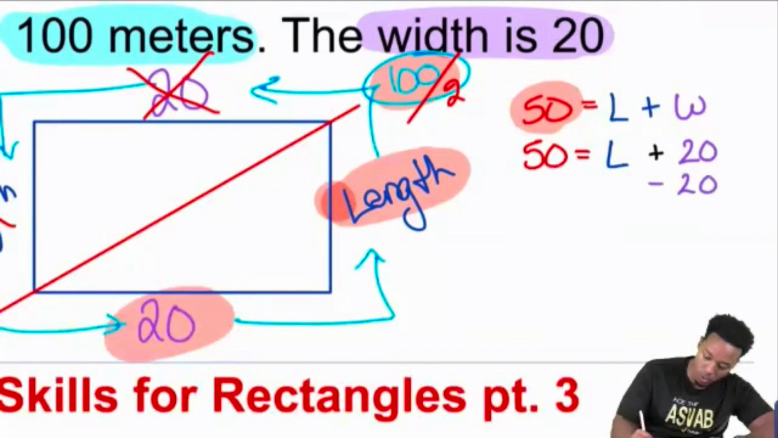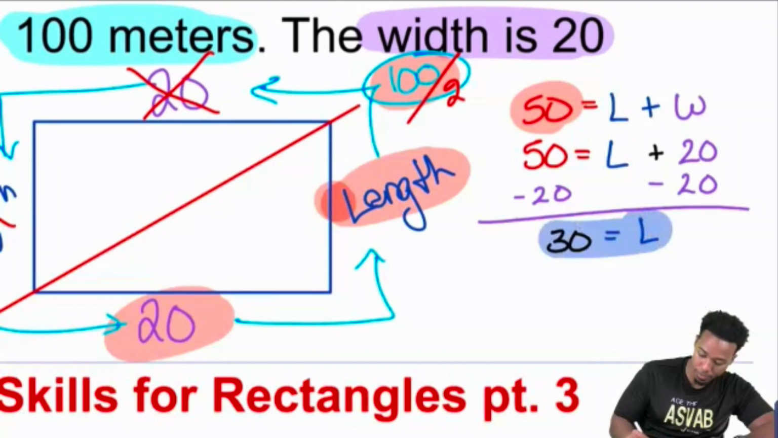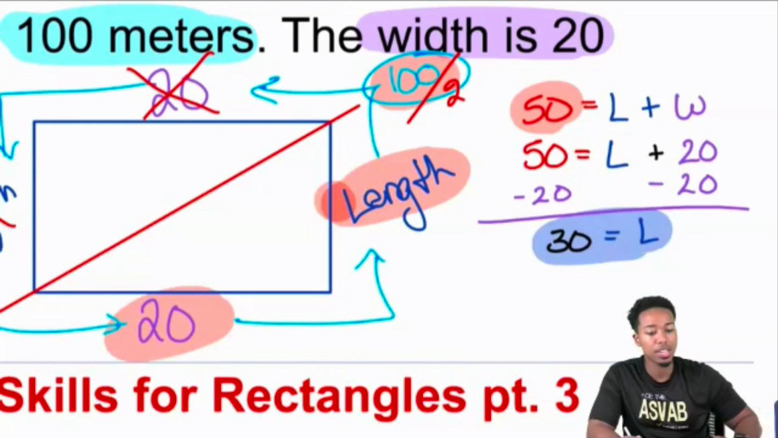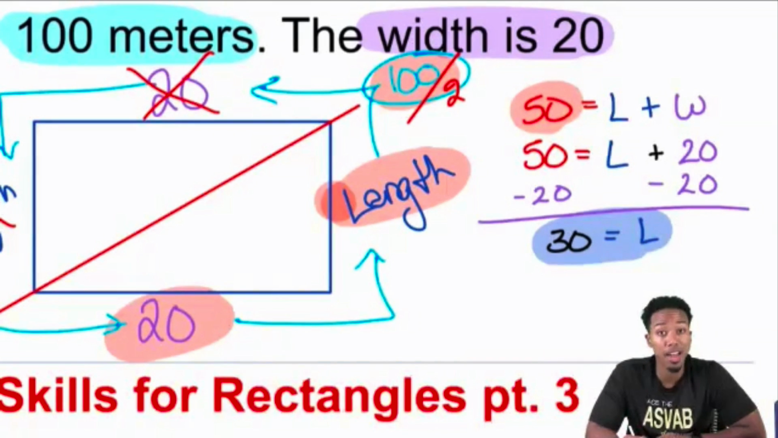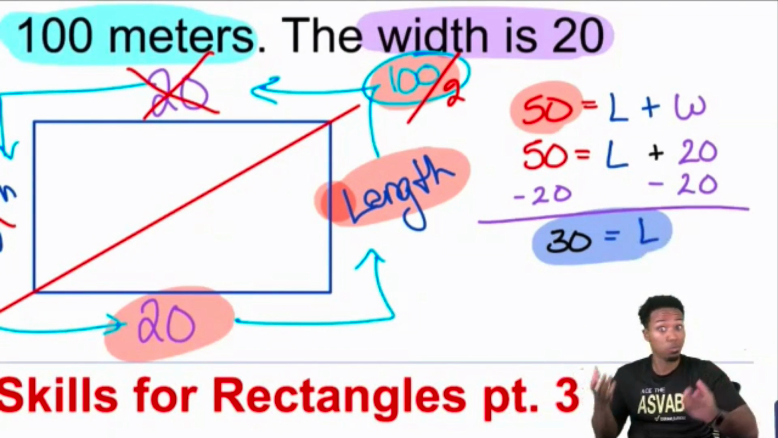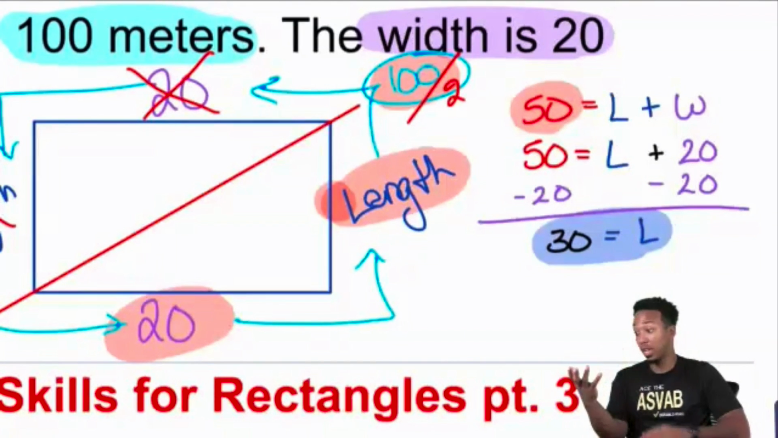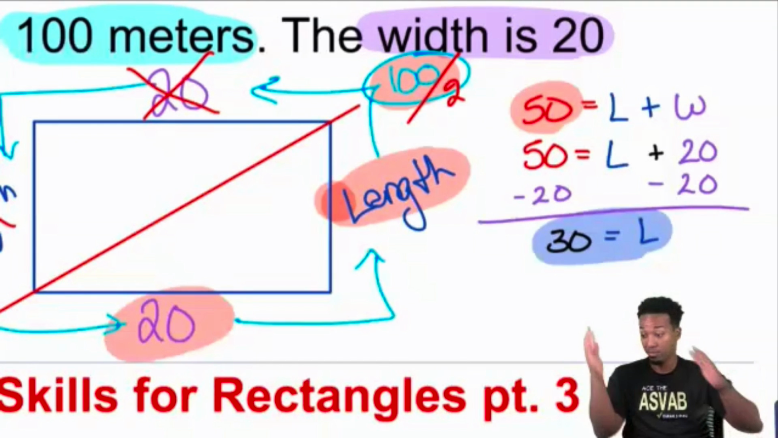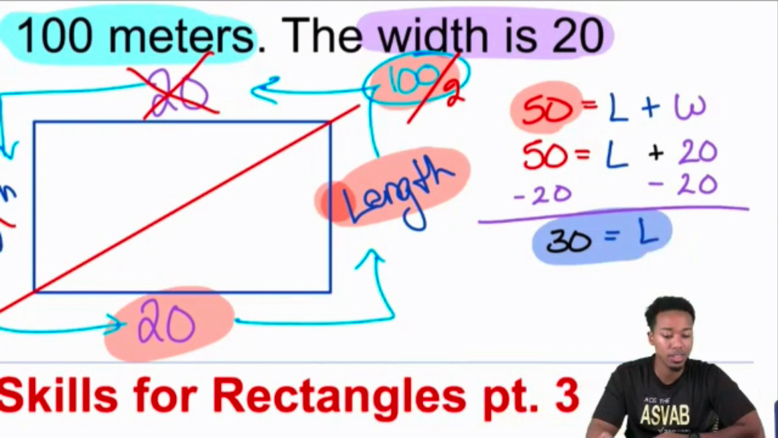Everybody, if we take away 20 from both sides, what do we get? Correct. 30. So does that make a little bit of sense to everybody? Again, when it comes to the perimeter of a rectangle, if you have the perimeter and you have one of the sides, cut the perimeter in half. So instead of dealing with 2 lengths and 2 widths, just deal with 1 length and 1 width. That's where it comes from. Instead of 2 lengths and 2 widths equals 100, cut everything in half. 1 length, 1 width, 50. Subtract, you got your length, and you're good.